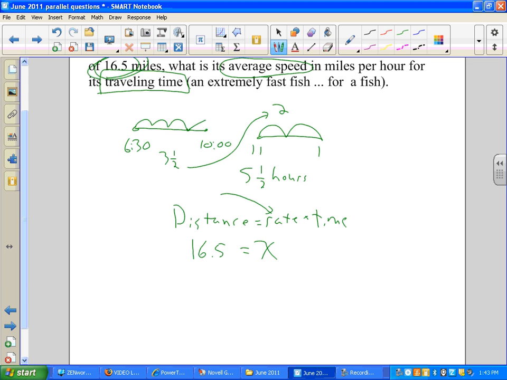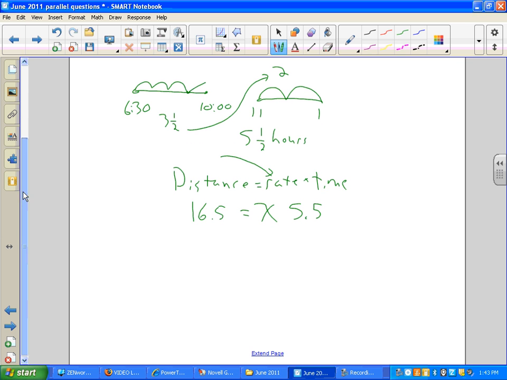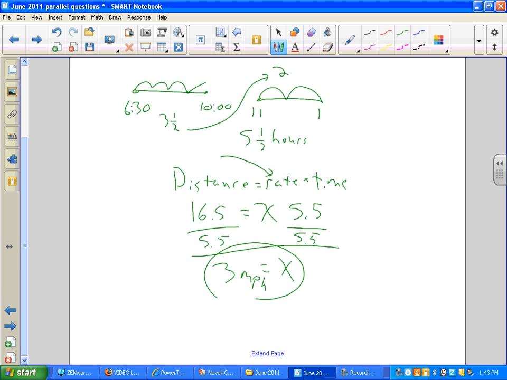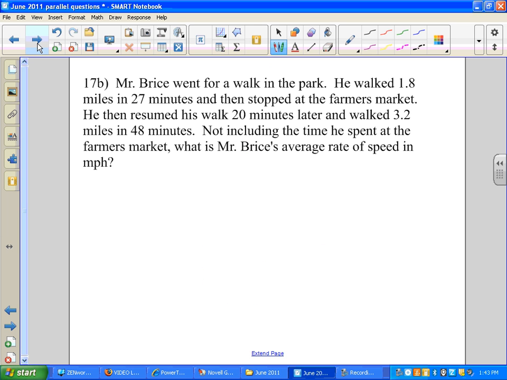You can use x or r. The time, 5.5 hours. Divide both sides by 5.5. 3 is x. 3 what? 3 miles per hour. Very fast for a fish swimming long distance. For a spurt, it can do it, but for swimming that long, no.